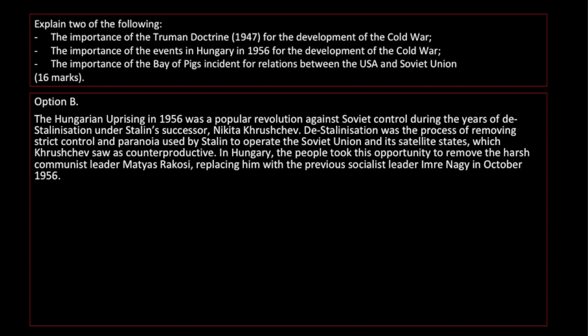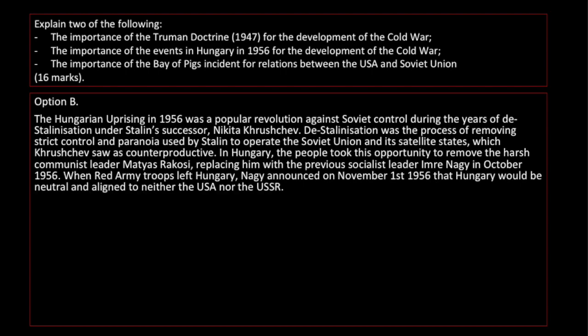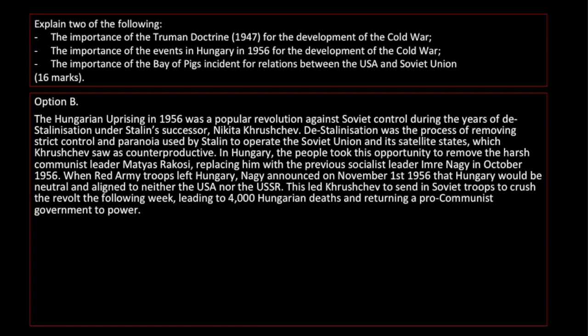In Hungary, the people took this opportunity to remove the harsh communist leader, Matthias Rákosi, replacing him with the previous socialist leader, Imre Nagy, in October 1956. When Red Army troops left Hungary, Nagy announced on November 1, 1956, that Hungary would be neutral and aligned neither to the USA nor the USSR. This led Khrushchev to send in Soviet troops to crush the revolt the following week, leading to 4,000 Hungarian deaths and returning a pro-communist government to power.